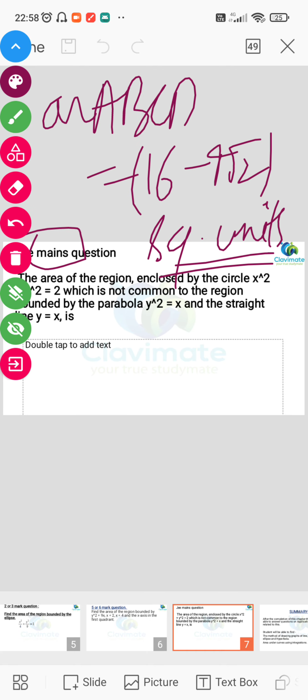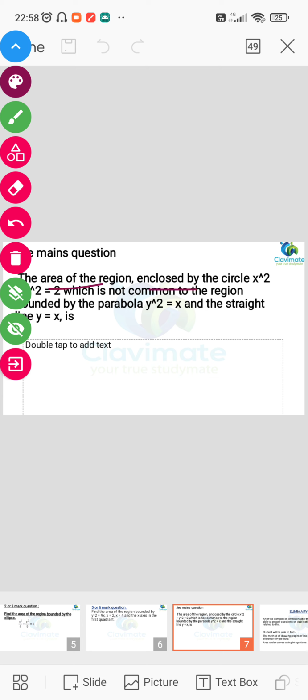The area of the region enclosed by the circle x square plus y square is equal to 2, which is not common to the region bounded by the parabola y square is equal to x and the straight line y is equal to x. So what is being asked in this question? It is saying that we have to find the area enclosed by a circle.